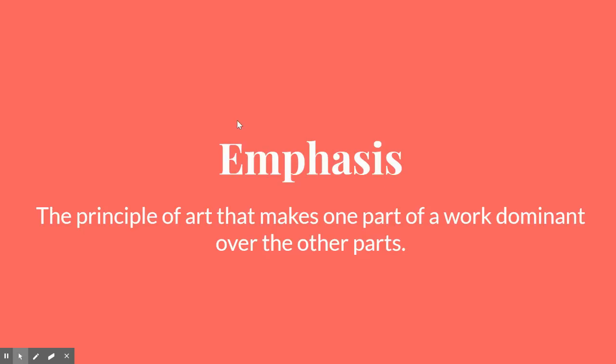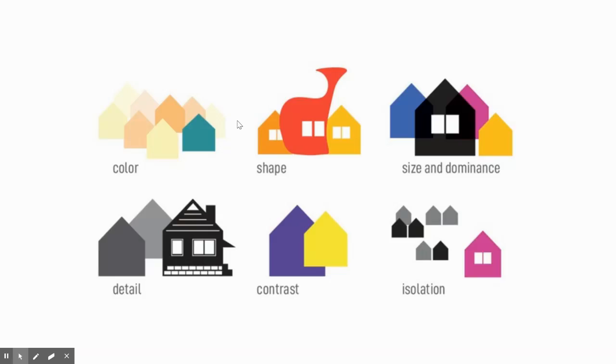This principle of art makes one part of a work dominant over the other part. One example of emphasis that's not directly visual art related might be if you're listening to a song and there's a really quiet moment and then it gets really loud all of a sudden. That part is being emphasized because it's a lot louder than the part before it. So you can think of visual art like if you have a quote unquote loud object that's visually louder or bigger or brighter than the others, then that is being emphasized.